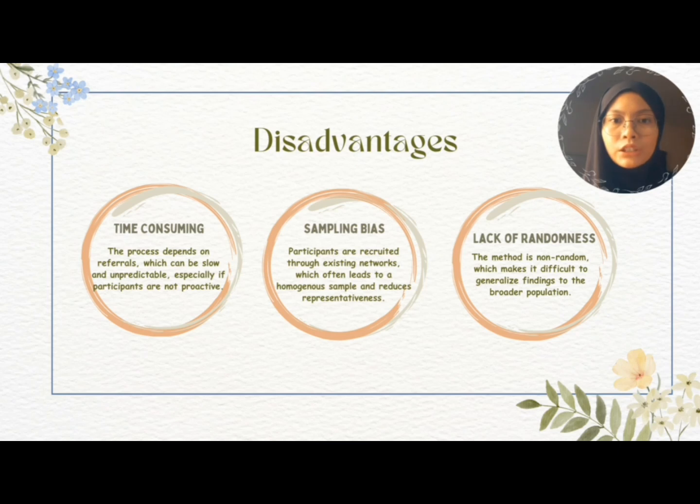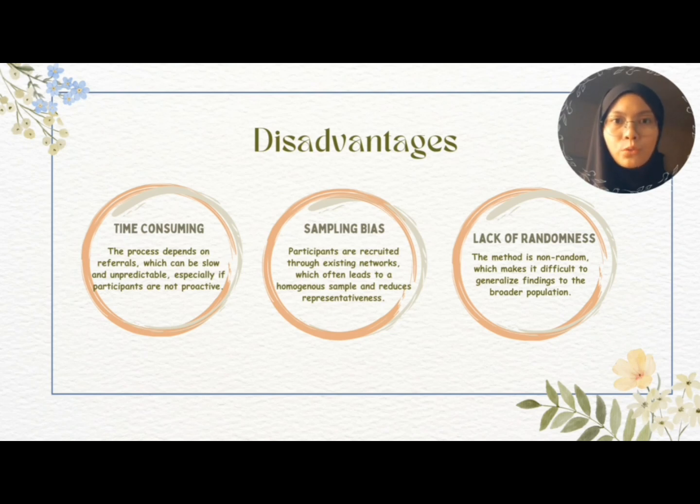For example, if you are studying social media habits but only get university students from one course, your findings won't represent all age groups or professions. Lastly, lack of randomness. The method is non-random, which makes it difficult to generalize findings to the broader population.